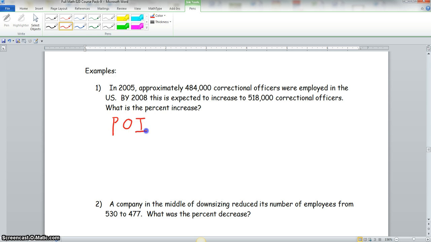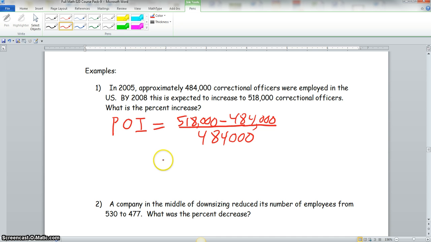I put POI, which stands for percent of increase. We'll take the larger number, which is 518,000, minus the smaller number, which is 484,000, divided by the original number, which is 484,000. Now we subtract this here. We take 518,000 minus 484,000, which is 34,000. Your denominator would be 484,000.